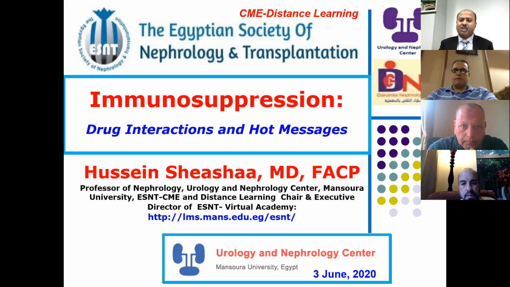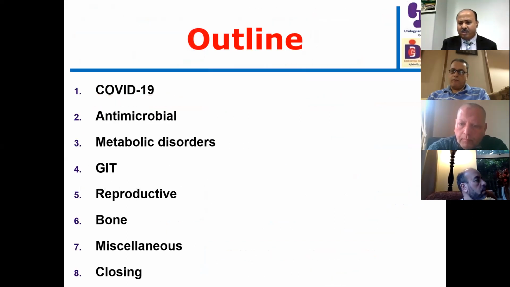And the key message is, whenever we use immune suppressive drugs, we should be smart, looking at not only the immune suppressive drugs, but the concomitant drugs used, because there are real interactions. And nowadays, we are lucky because we have tools to help us know if there is an interaction or not, and how to deal with these interactions.